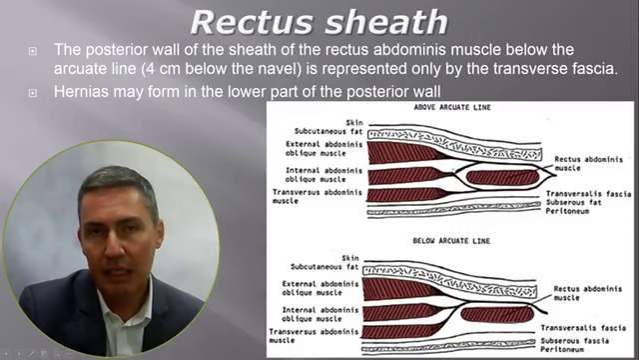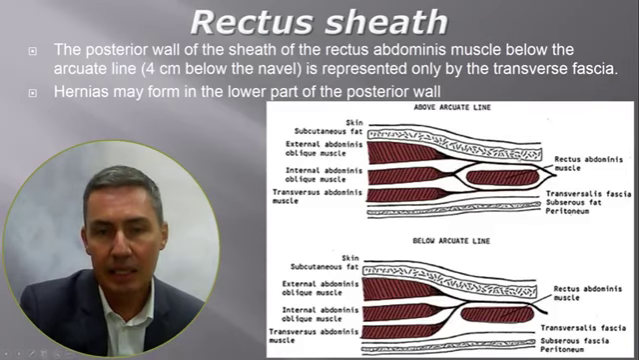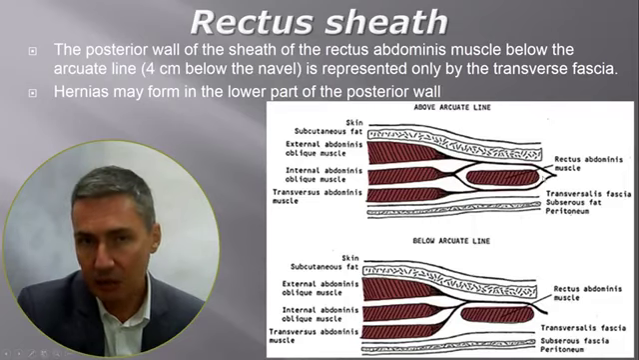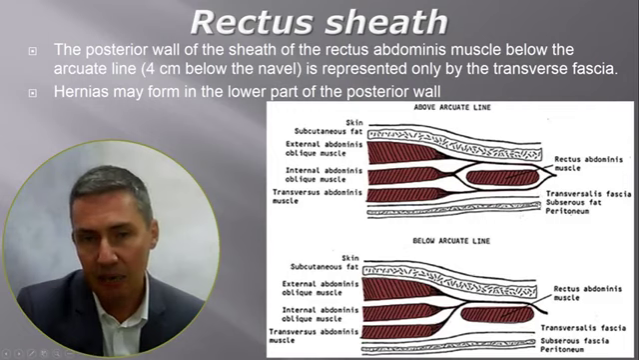So we can tell that above the arcuate line, the anterior wall of the rectus sheath is formed by 1.5 aponeuroses of the broad muscles, and the posterior wall also by 1.5. Posterior to this wall is the transversalis fascia, then the preperitoneal fat and the parietal peritoneum.